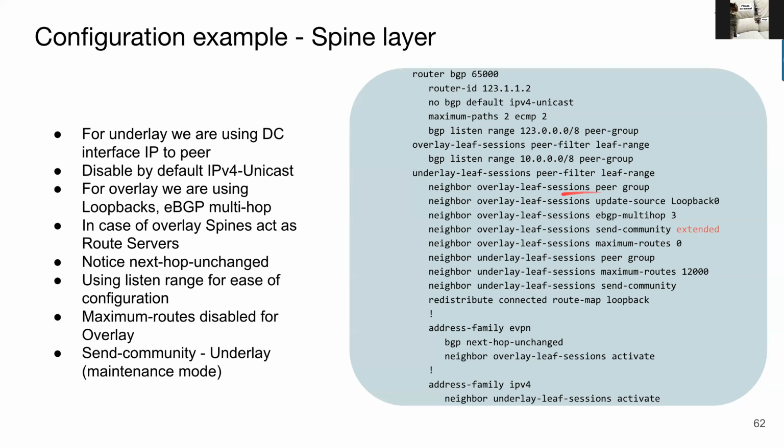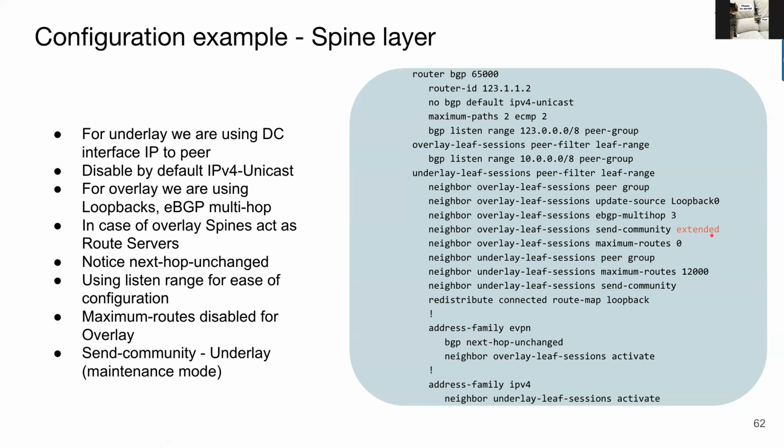And then if we start with our overlay peer group, what attributes are we going to put on all of our neighbors that are in our overlay peer group? We're going to be using our loopback 0 as our source. Since we're going from loopback to L3 connected to L3 connected to loopback, we want to set eBGP multi-hop to 3 for all of our neighbors. We're also going to make sure we include send community.